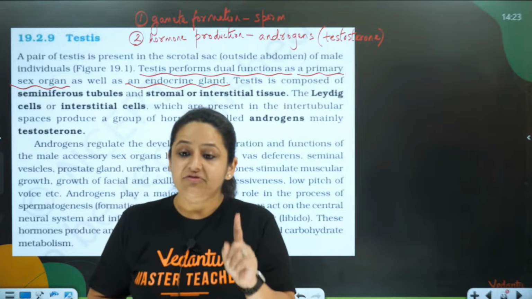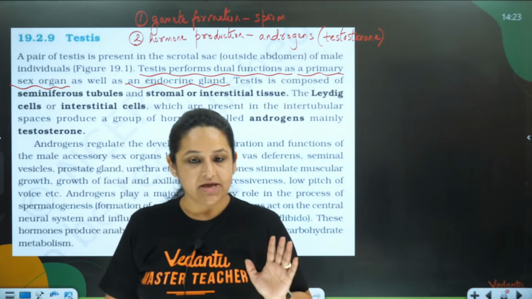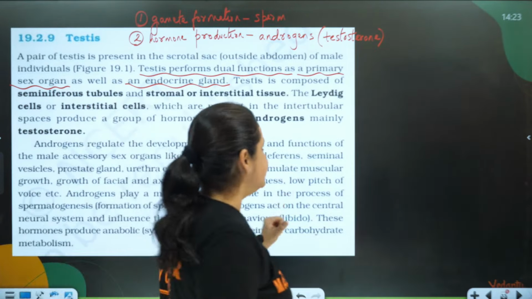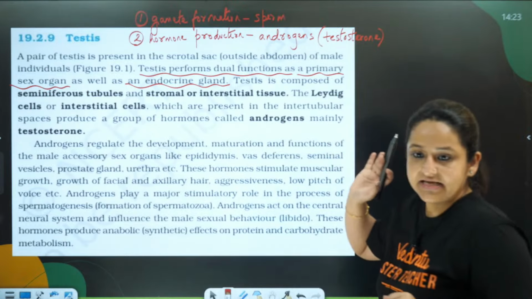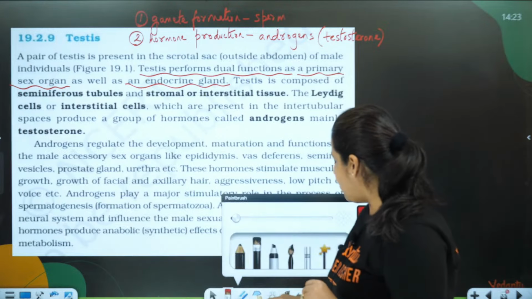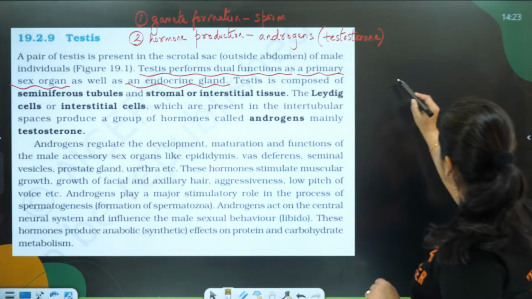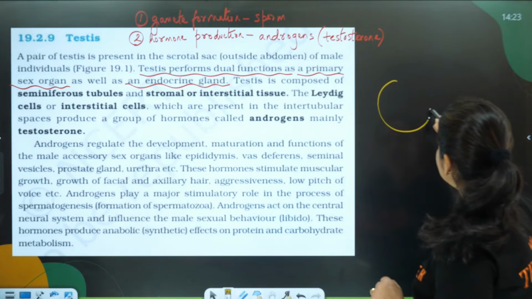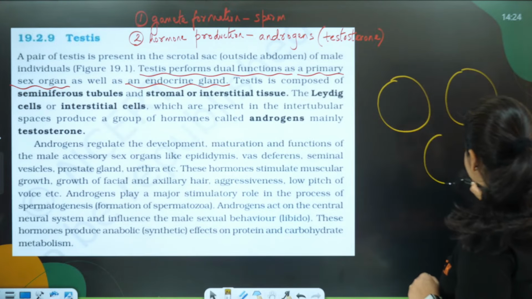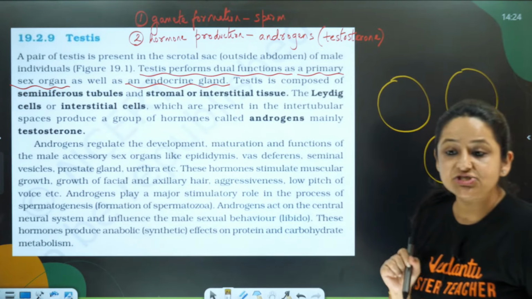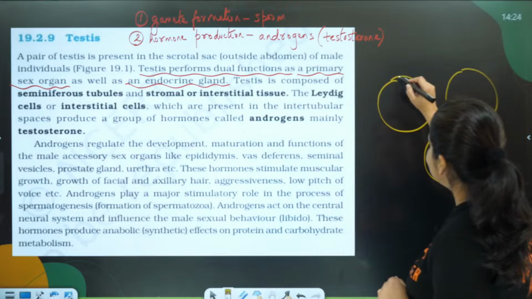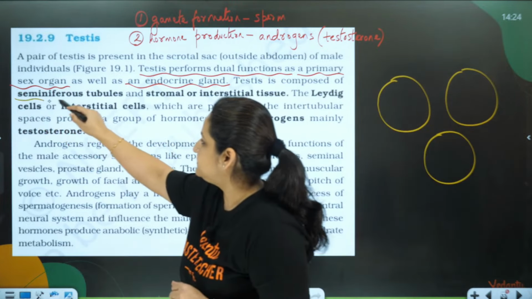Now, if I take a section of the testis, let's understand this very clearly, though you will study this more in 12th standard. Now, what these lines are saying, we'll understand. If we take a section of the testis, we'll be able to see that there are tubes like this. These tubes are called the seminiferous tubules.